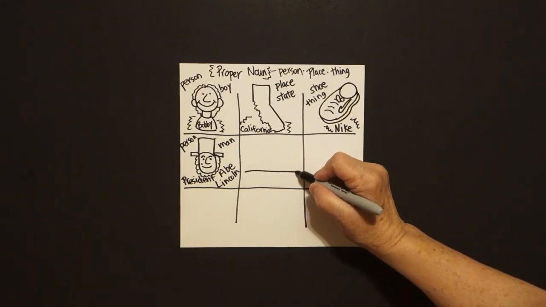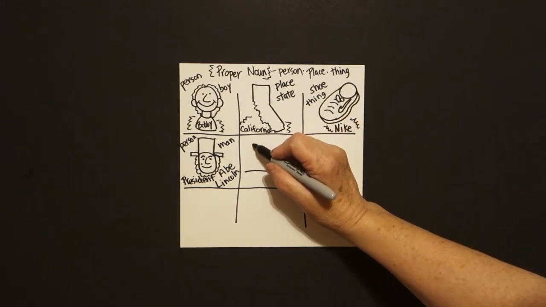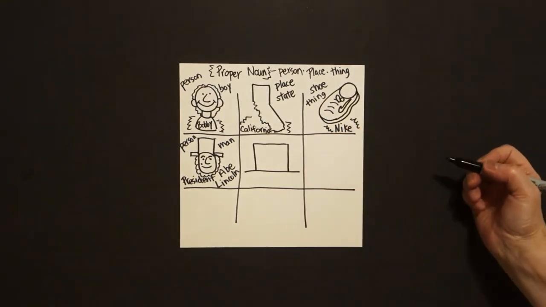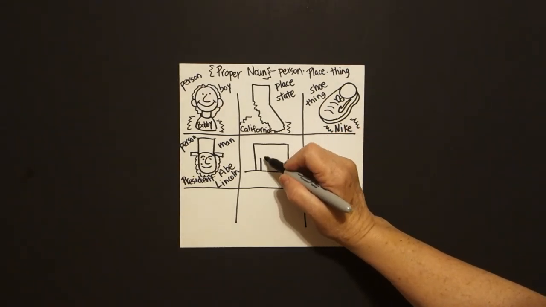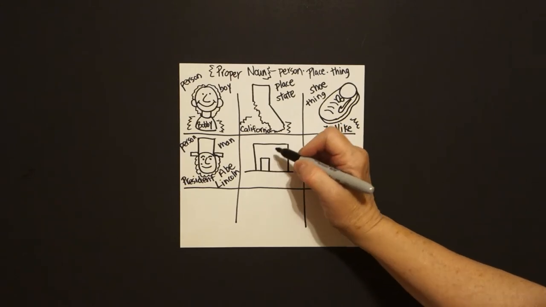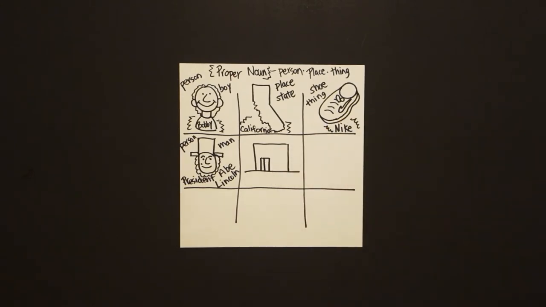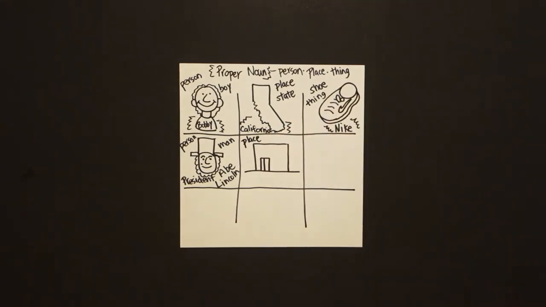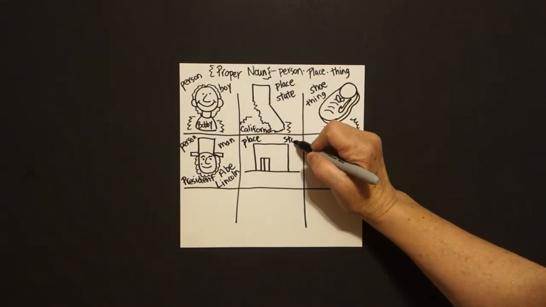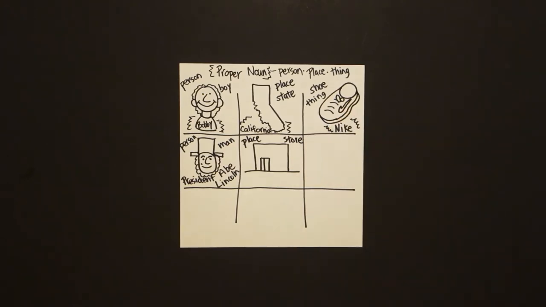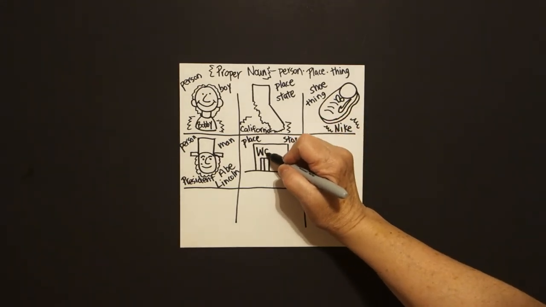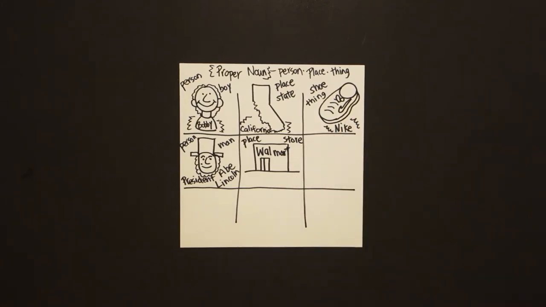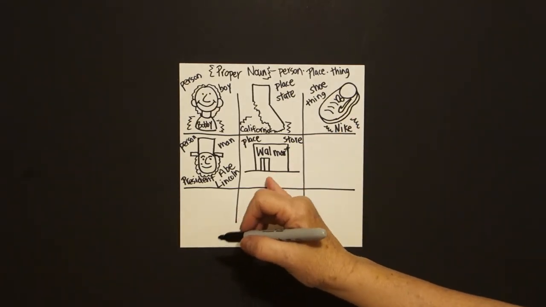Now I come over to the middle section. I draw a straight line, come over to the left, one, two, three straight lines, come inside, one, two, three straight lines, and one line in the center. This is a place. A common noun is store. But as soon as we name this Walmart, the store becomes a place of a proper noun.